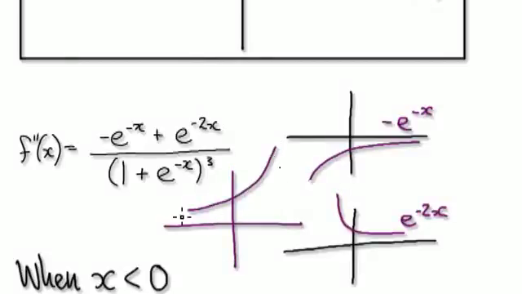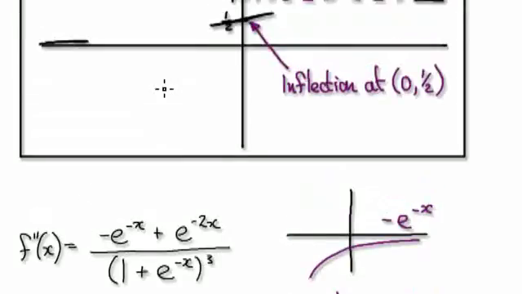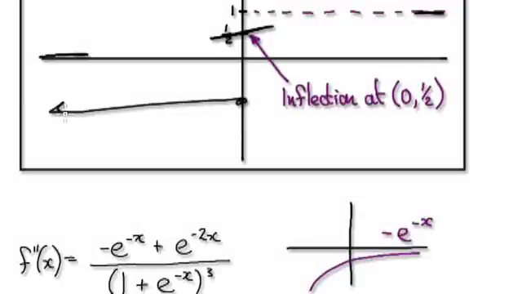E to the power of x looks like this. E to the power of 2x would be a lot steeper. So this is e to the power of 2x. Let's say at a here, e to the power of 2x is a lot less than e to the power of x. Notice there's a big gap in between the two. Just bear that in mind. Anyway, we need to consider f double prime in this region here.